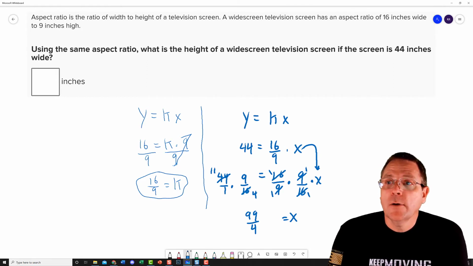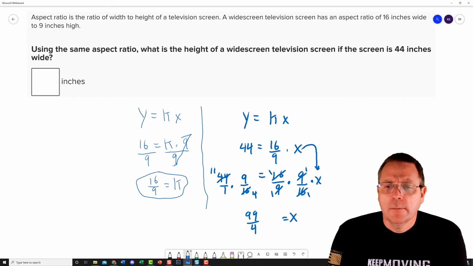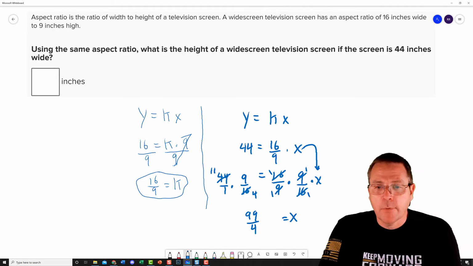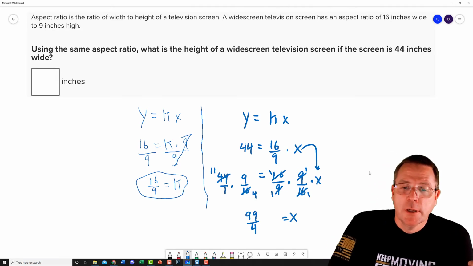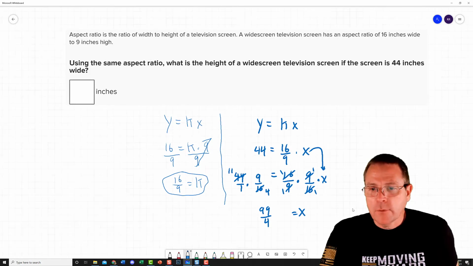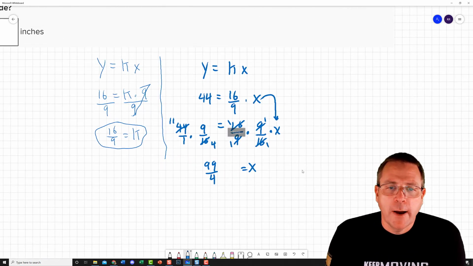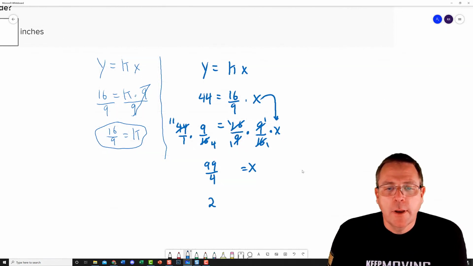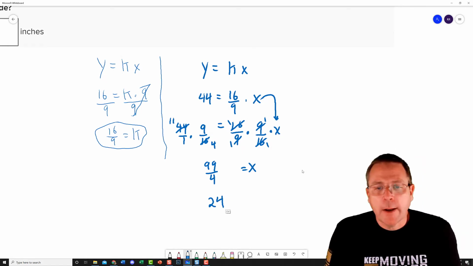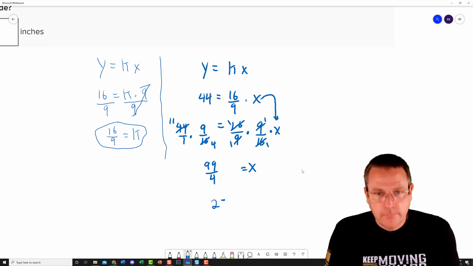Because if you think about it, hold on, something ain't right. I'm sorry, they're going to want it to be 25 inches. Because if you think about it, if I was to divide 99 by 4, I would get 24 and, I'm sorry, my bad, I would get 25, I'm messing up again, 24 and 3/4 is equal to x.